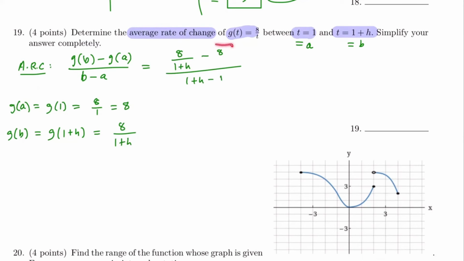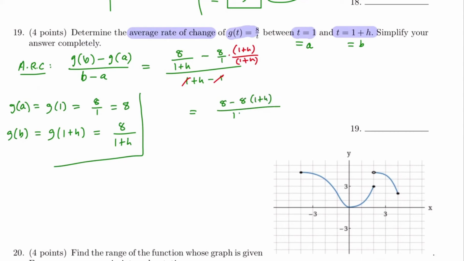So first you want to combine this into a single fraction. So you could write 8 as over 1 and then multiply by this denominator, top and bottom. So you multiply 8 with 1 plus h over 1 plus h to group them into a single fraction. And on the denominator, these guys will also cancel out. So you're going to get 8 minus 8 times 1 plus h over 1 plus h, over h.